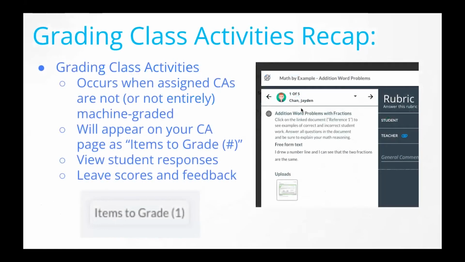All right, so as a recap, the grading is only required when the class activities are not, or not entirely, machine graded. So anytime there's input required, you can find this out in the preview of the class activity before you assign it. It'll just appear on your page as items to grade once there's things for you to look at. And once you're done grading it, it'll say items to grade 0.